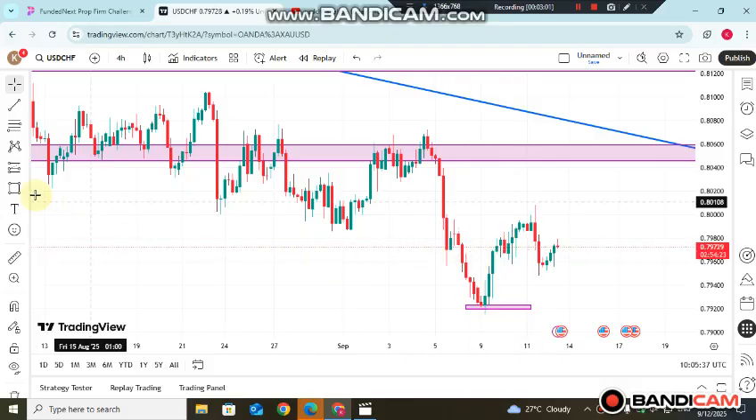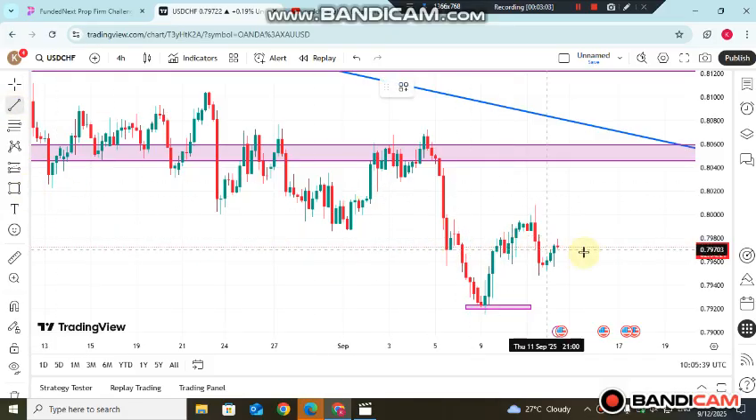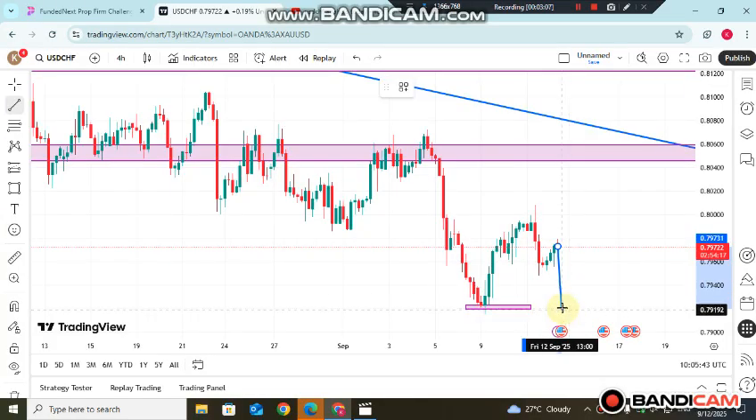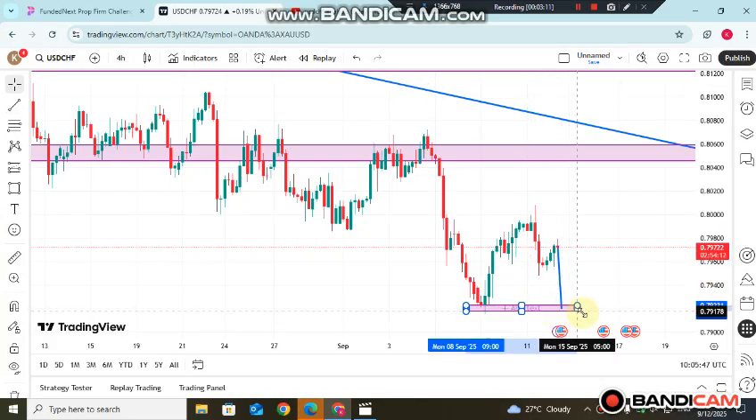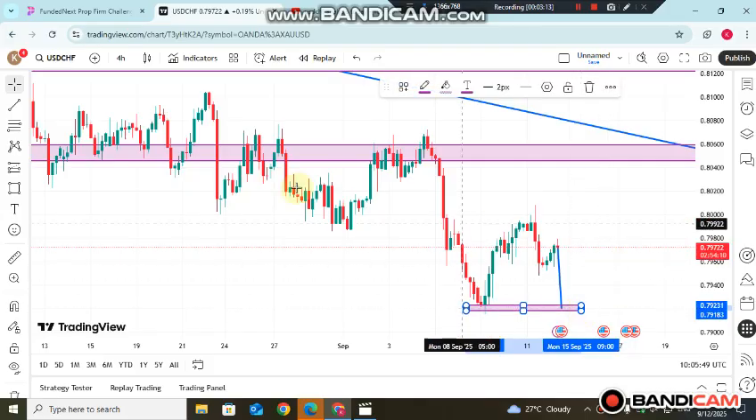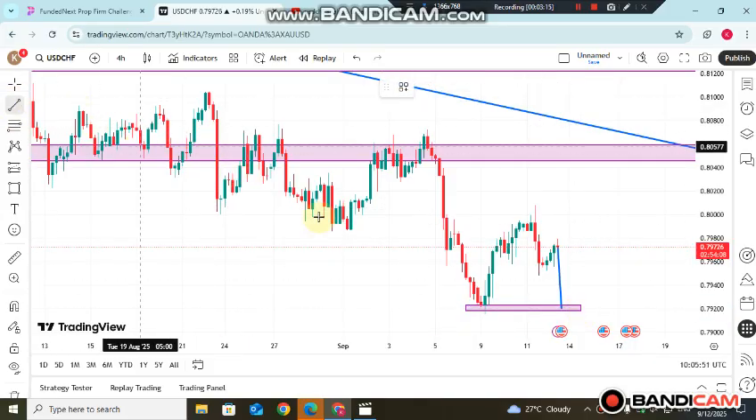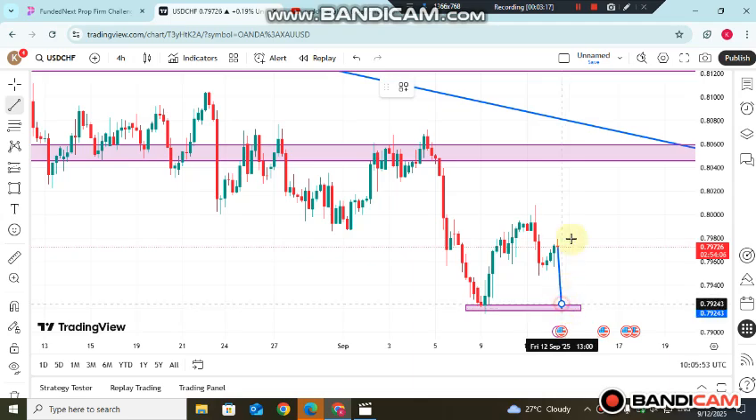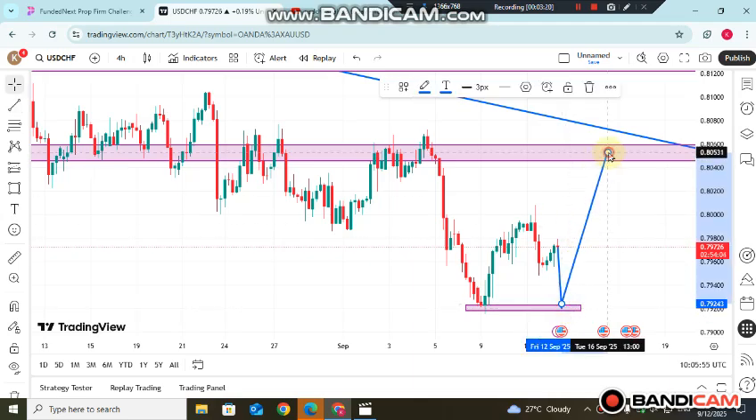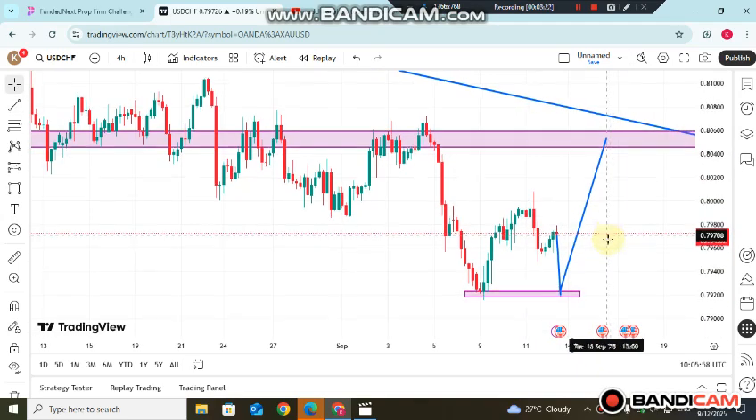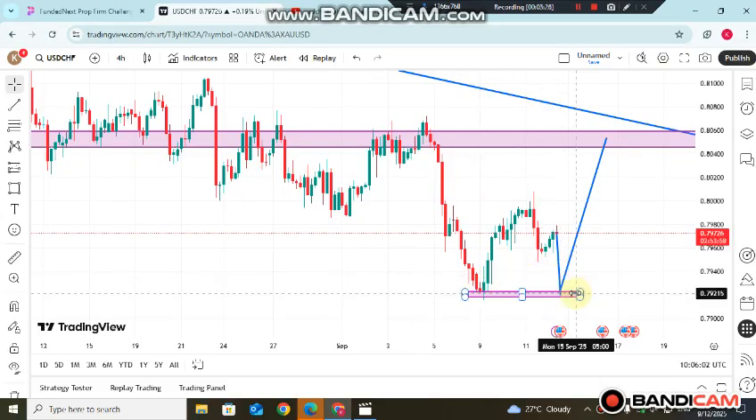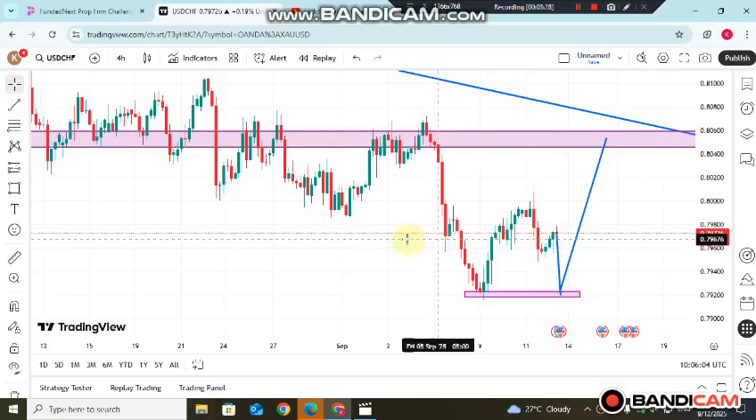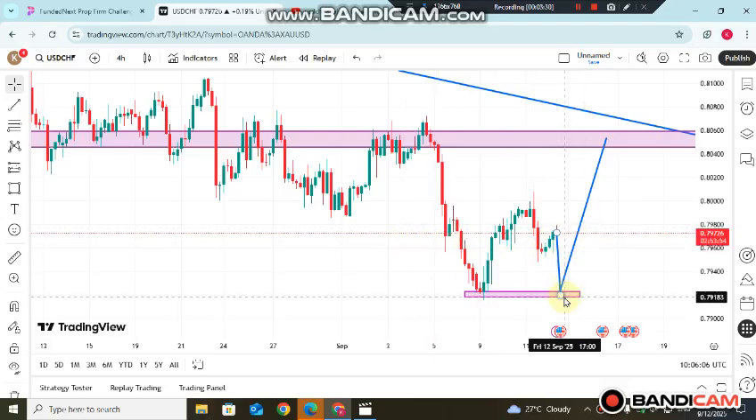What I'm expecting on the 4 hour is what? A double bottom down here. I'm expecting price to drop down like this and form a double bottom. Let me draw it out for you to see clearly. Let's drop to this zone. Boom. Okay, guys, just look at it. This is what I'm expecting on USDCHF on the 4 hour time frame. I'm expecting price to clear out this liquidity here, drop down here, and form what?